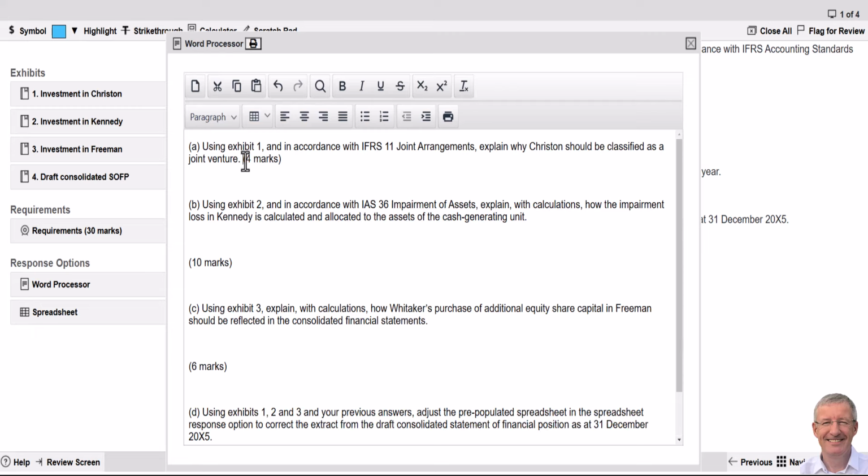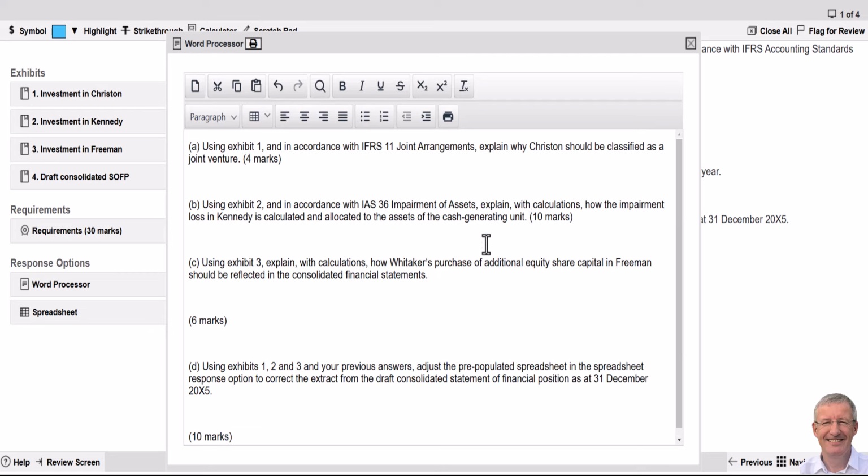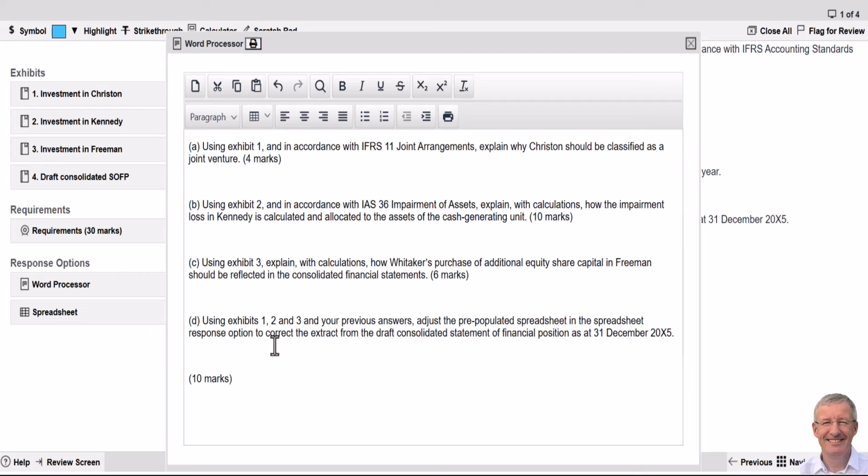Now, question 1 is always on groups, and question 1 is always going to involve a pre-populated spreadsheet that you are updating. But although there are numbers there, there's also words. And I think it's useful to have a brief overview of the requirement, because my top tip in approaching question 1 is to do it holistically and to follow a structure.